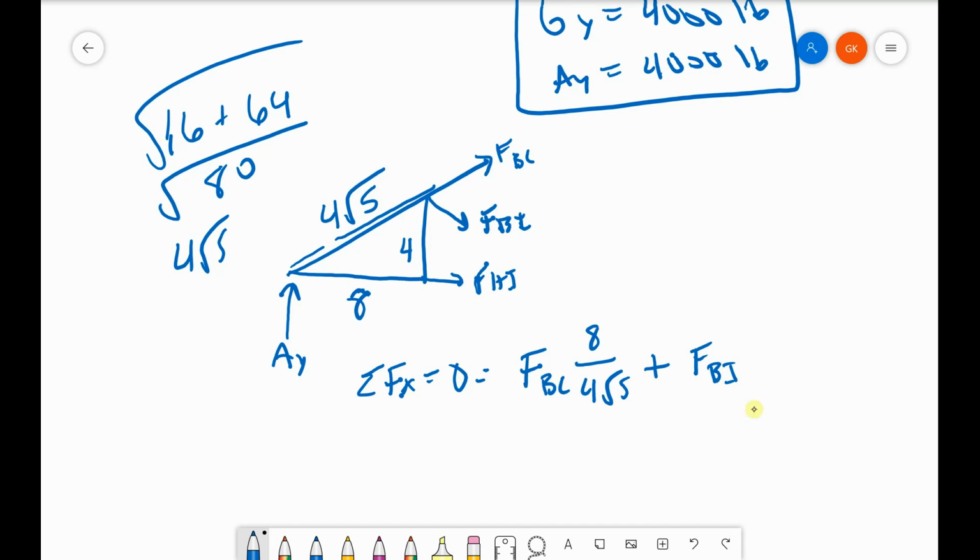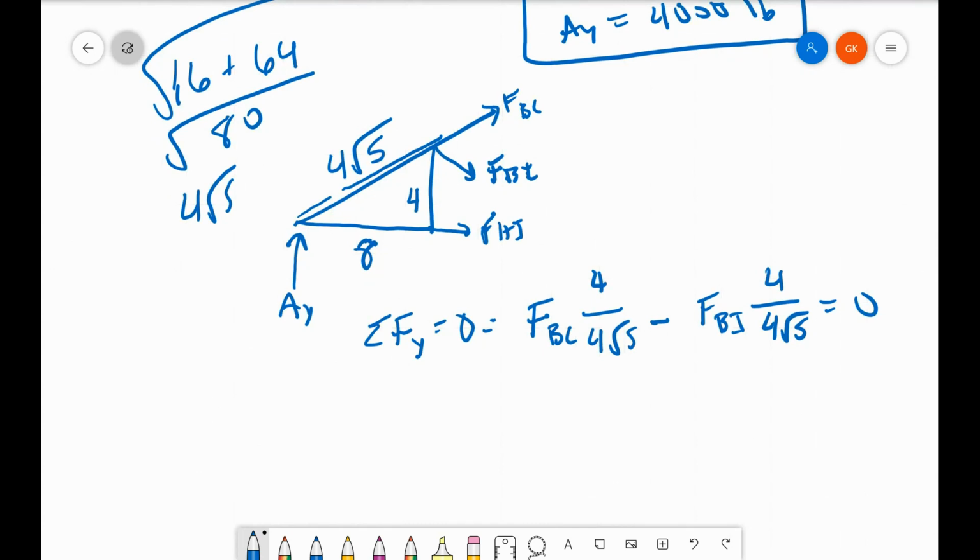I did the wrong one. See? Sorry, sum of forces in the y direction. I knew something was going wrong. 4 over square root of 5, and minus FBI, 4 over 4 square root of 5. That's going to be equal to 0. What that tells me is that FBC must be equal to FBI. They must be equal.